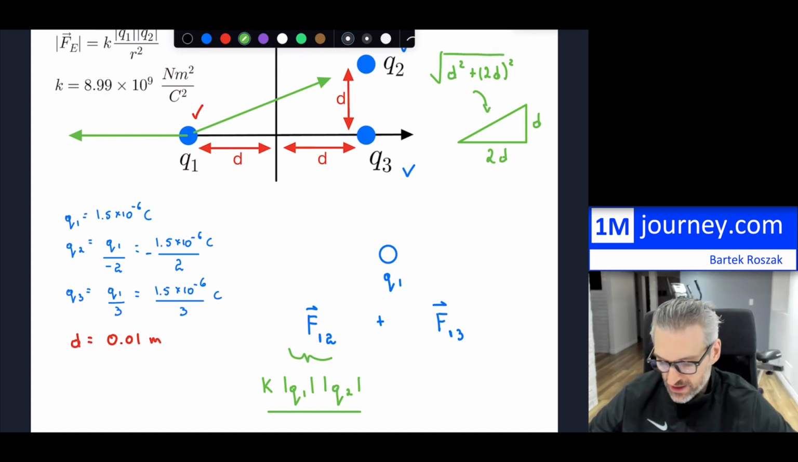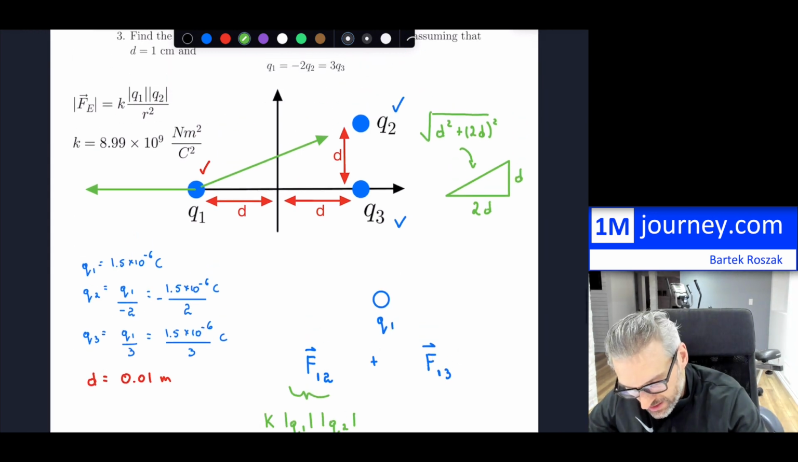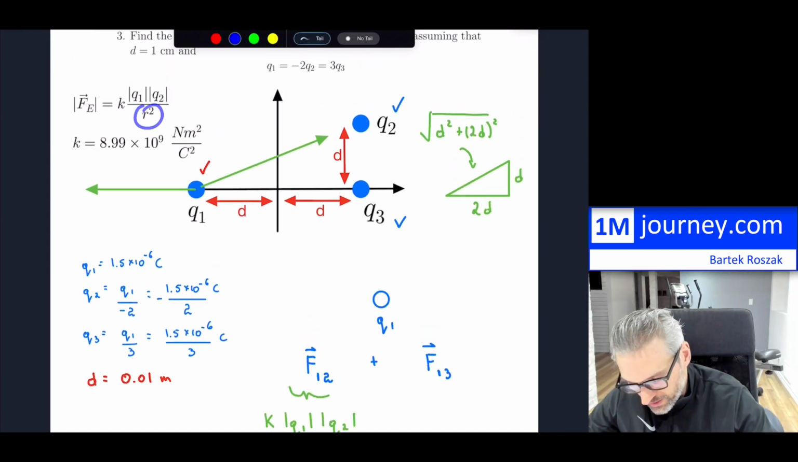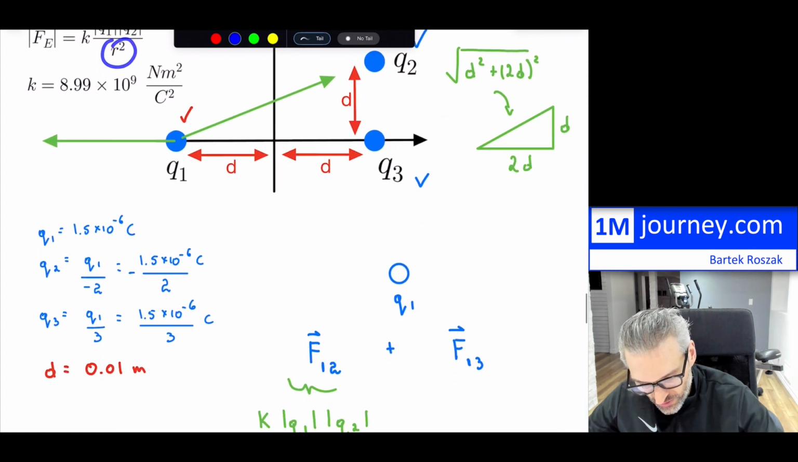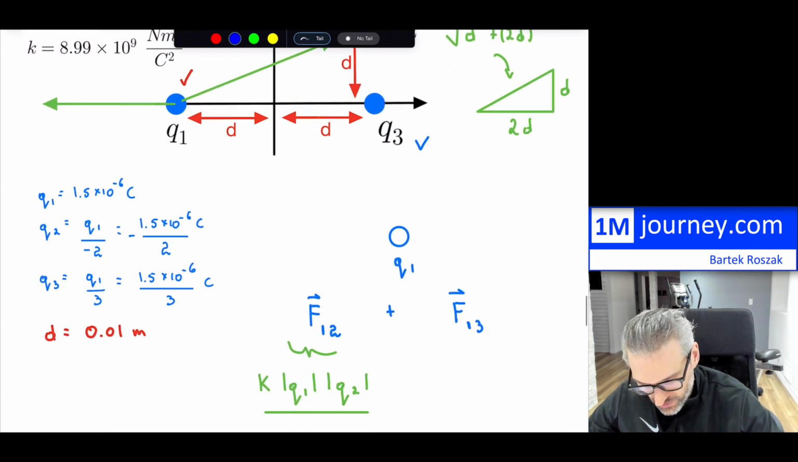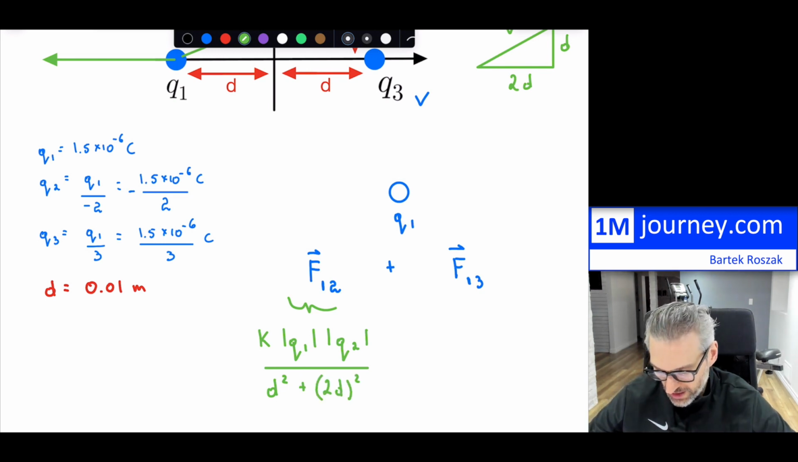The nice thing is that, because the distance between the two charges is squared in the formula, when you square the square root, it gets rid of that. So that means this is going to be simply D squared plus 2D squared. That square root is gone because of the square that we have.